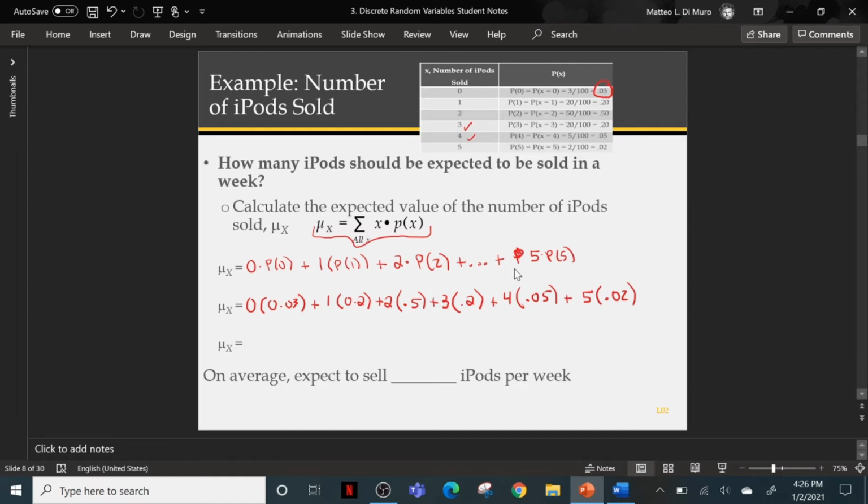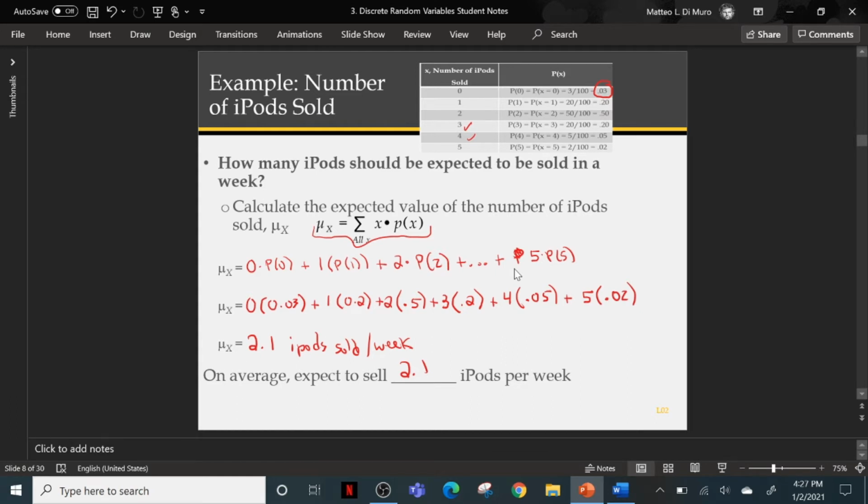I suggest you pause the video at this point, plug this into your calculator, and see if you get the same answer as me. When you do that, you're going to get 2.1. So this is 2.1 iPods sold per week. I left a little blank here so you can write it out. Perfect. Okay, so that's how you use the formula to find the expected value.